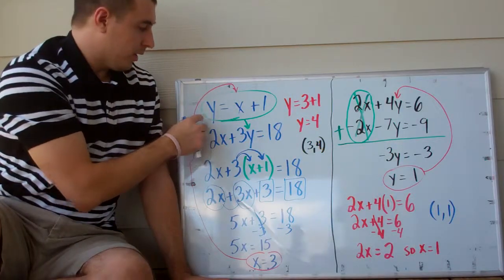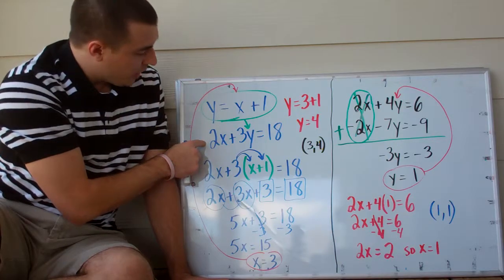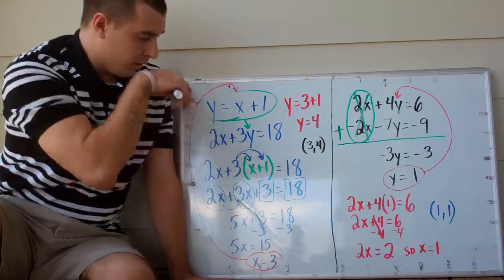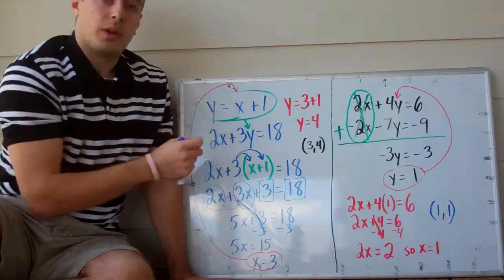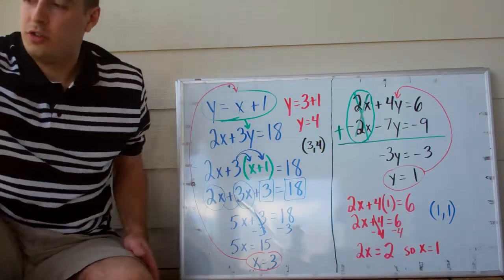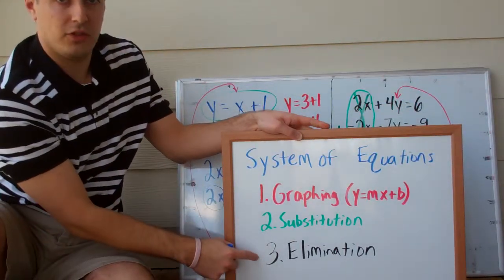So my first problem right here, I have my two equations: y equals x plus 1 and 2x plus 3y equals 18. First off, we had to figure out which method we want to choose. So let's go back real quick and look. We have graphing, substitution, and elimination.